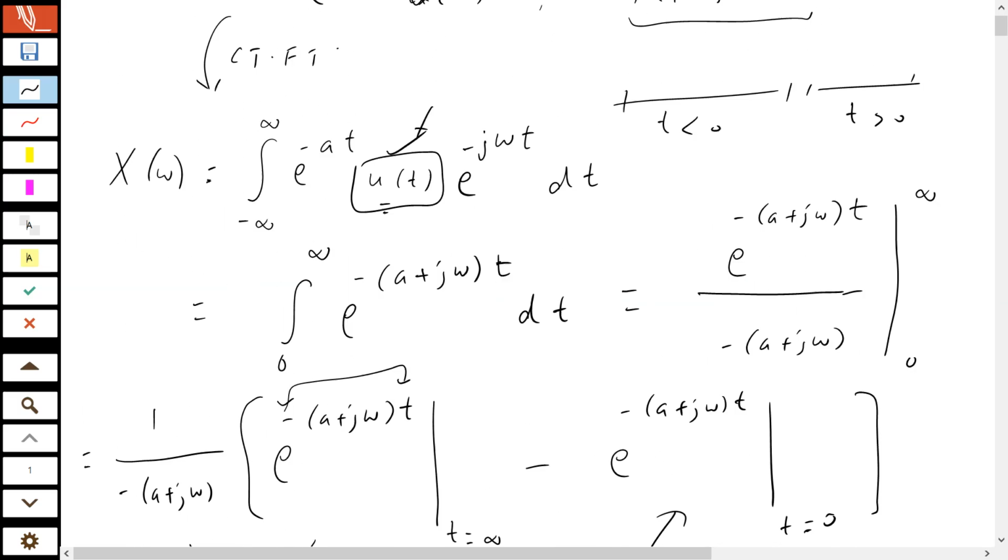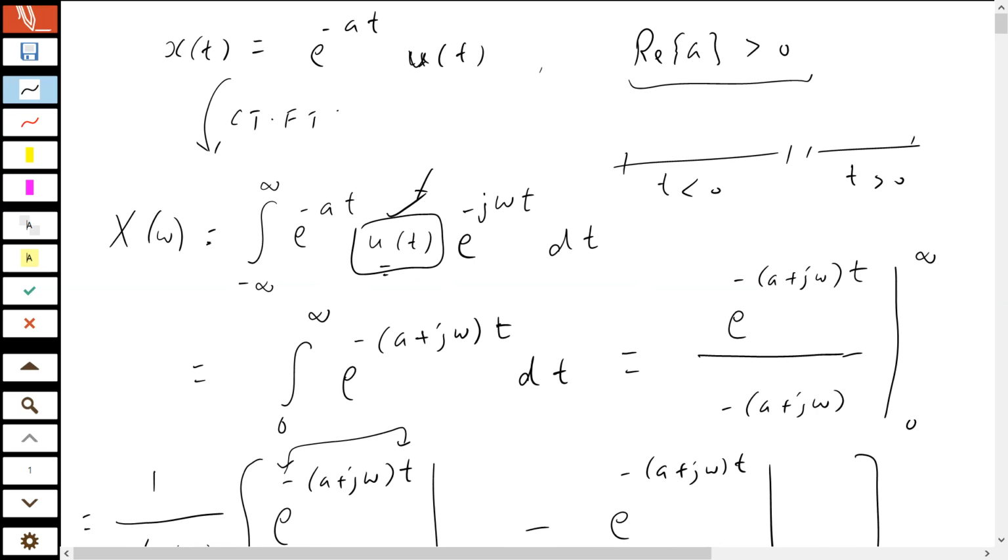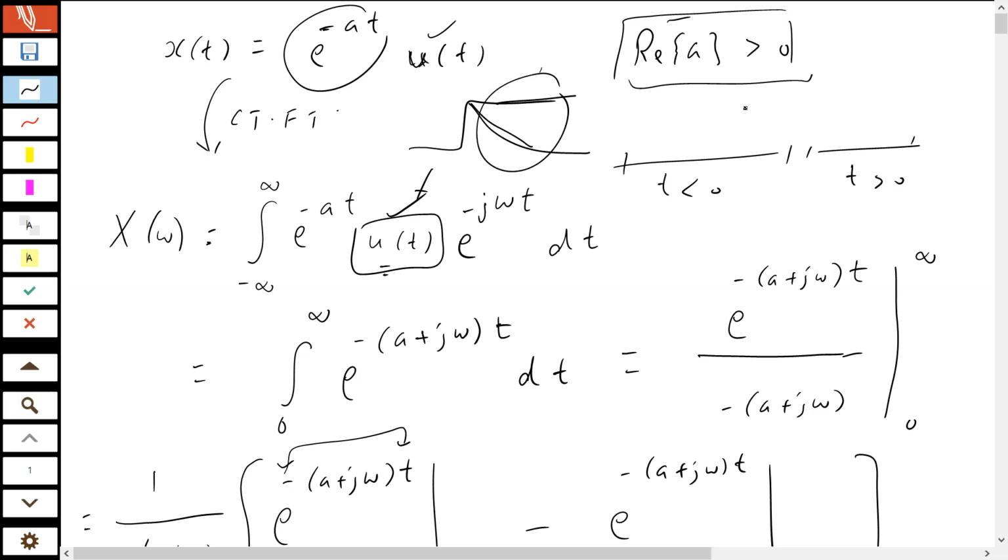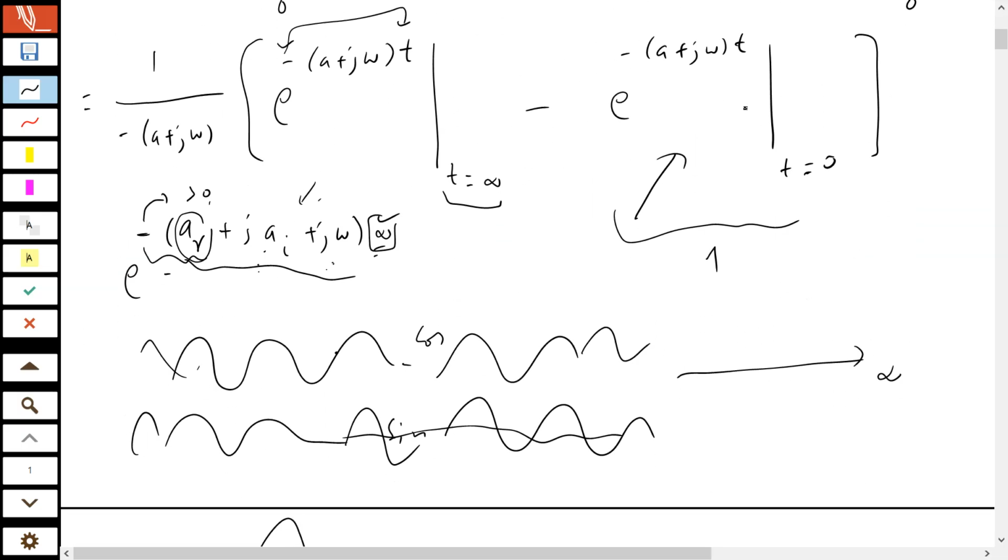So now you should understand why this condition was given. The real part of A must be positive because then this u of t gets multiplied by some signal which has a real part of the exponent positive and, with this negative sign, is actually a decaying exponential, and this overall signal will ultimately die down. Is that clear now?